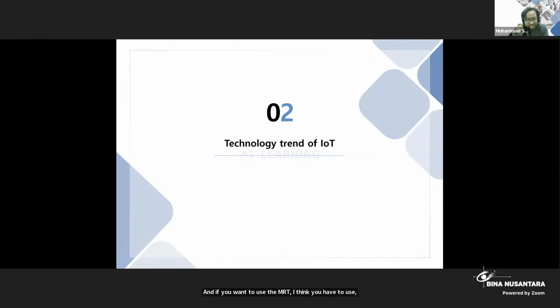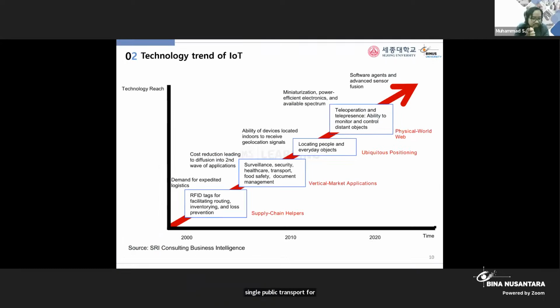And this smart card, or transport card, is one example of an IoT device that you can use for cashless payment for transportation, as well as to integrate all of the payments of public transportation through one single public transportation card. So let's learn about the trend of IoT devices.